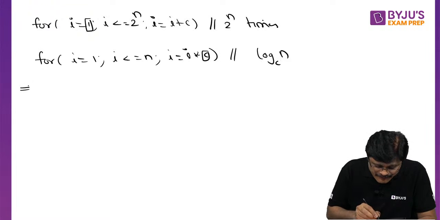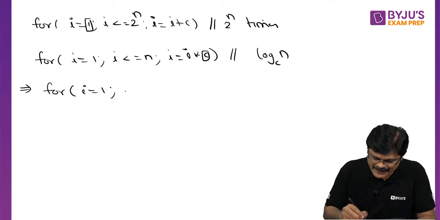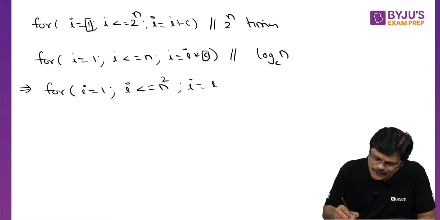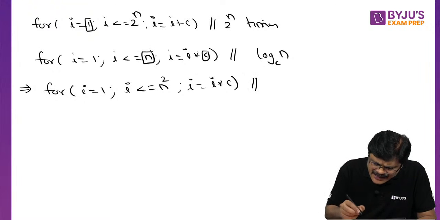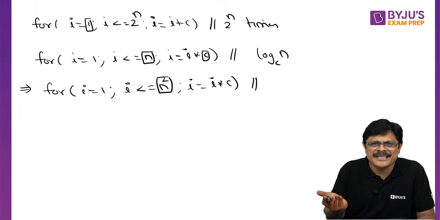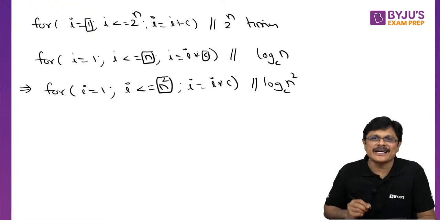But sometimes, to confuse you, they give you the same rule with small twists and turns. For example, instead of n, they may give you n square, and they ask i equals i into c. So what will happen here? In place of n, it is n square. We call it simple substitution. So the log will become log of n square to the base c.